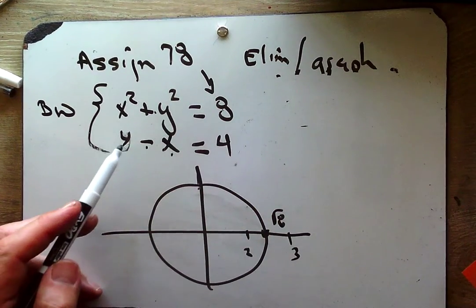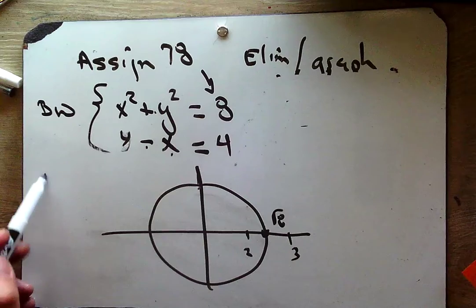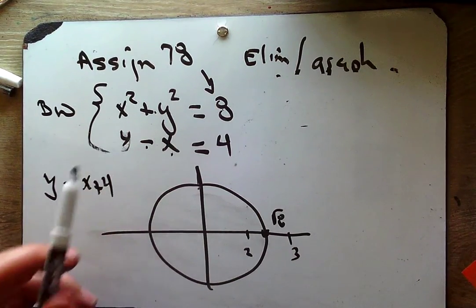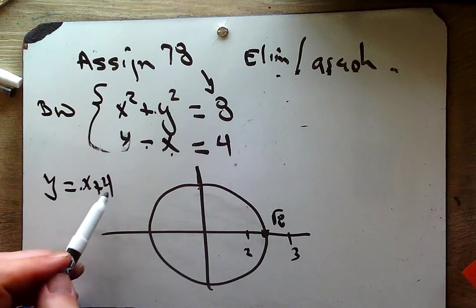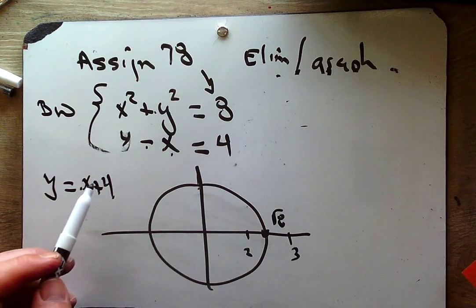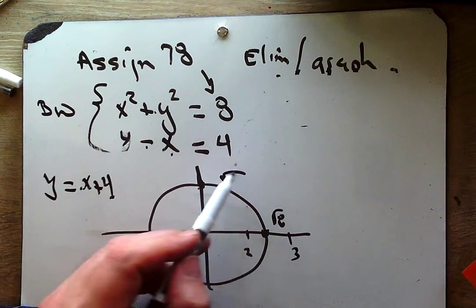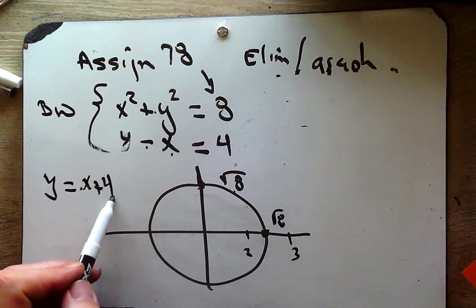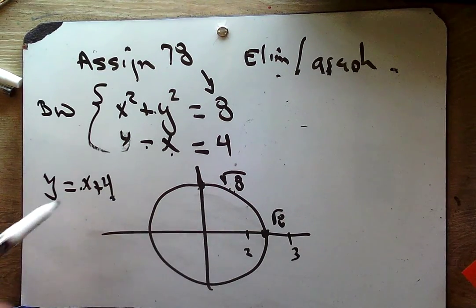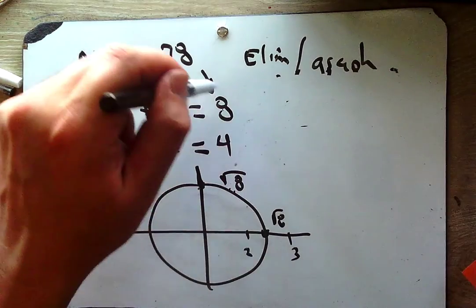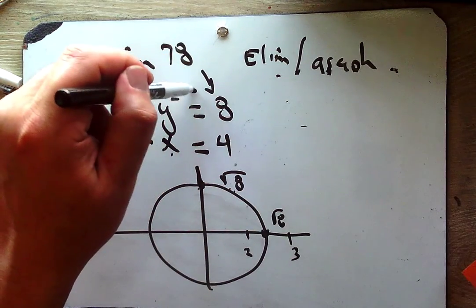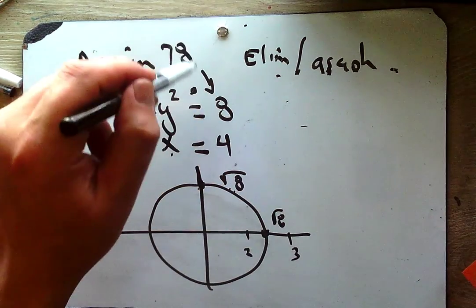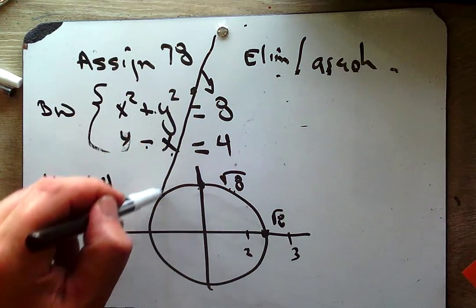I also have here the equation of the line y equals x plus 4. Now, x plus 4, that's a positive slope and a positive y-intercept. And this y-intercept is bigger than this y-intercept. This is the square root of 16. This is the square root of 8. So I'm only going to get one point of intersection because my line passes through there and has a positive slope. So I've got something like that.